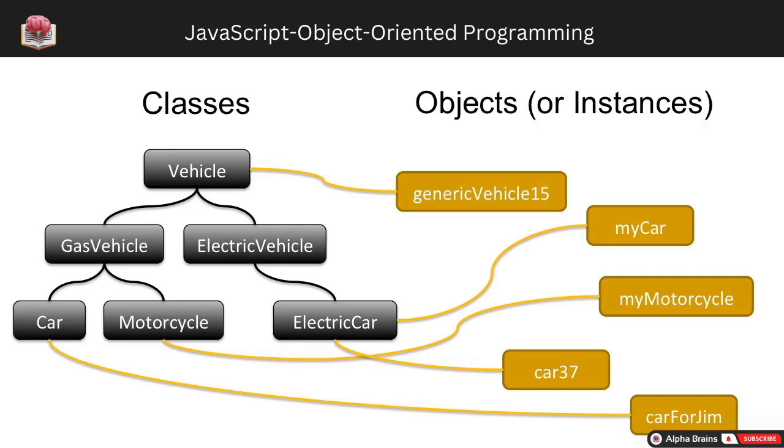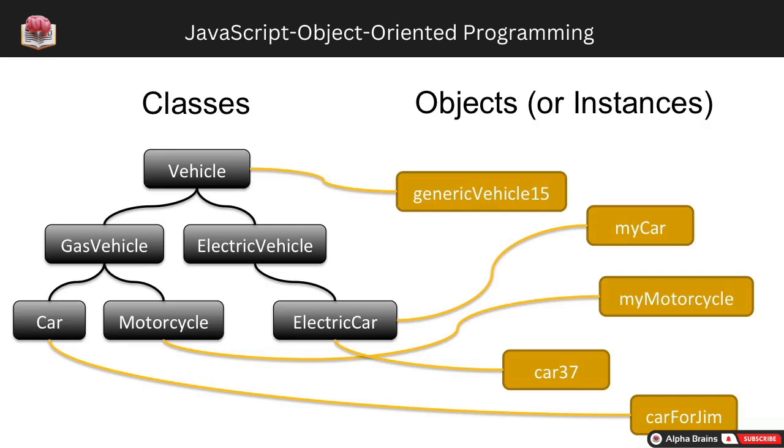Class vehicle is our most generic class, and gas vehicle and electric vehicle are subclasses of vehicles. Similarly, car is a subclass of gas vehicle. You can say that a car is a gas vehicle and it also is a vehicle, but a vehicle isn't necessarily a car. Note that most of our objects are instances of classes at the bottom of the inheritance tree: cars, motorcycles, and electric cars. However, you can usually have instances of any class. For example, we have generic vehicle 15, which is an instance of the vehicle class.